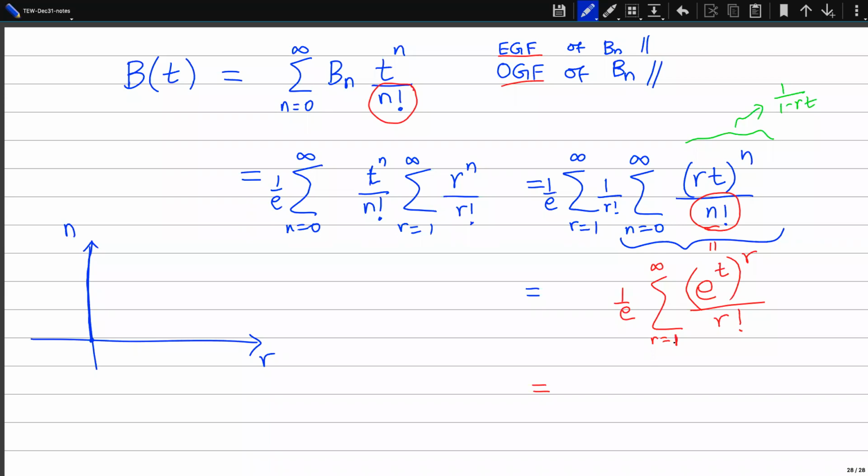So I just have to subtract 1. What I have to do really is start it from r equal to 0, but then I must subtract 1 from the answer. Only then it's valid. So let's see what we get. 1 by e. Now this is again an exponential. So this is like e^(rt), e^t. Sorry, e^t minus 1. So that is the answer: e^(e^t minus 1) divided by e.